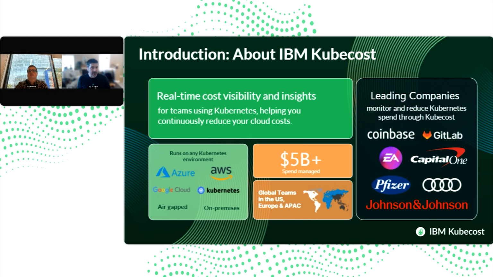If you don't know about IBM Kubecost, quick background is that we provide real-time cost visibility and insights for teams that are using Kubernetes. That allows you to continually understand, monitor, track, and improve your cloud spend, especially your Kubernetes spend over time. Kubecost runs on any environment from AWS and Azure to on-prem and in air-gapped environments. It's self-hosted and customer managed. We manage more than $5 billion worth of spend on behalf of our customers, and they're scattered across the world and consist of some of the biggest names that you've heard of, such as Coinbase and GitLab, Pfizer, Johnson & Johnson, and others.